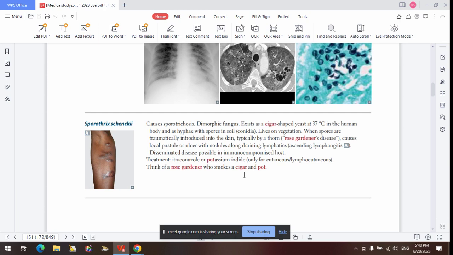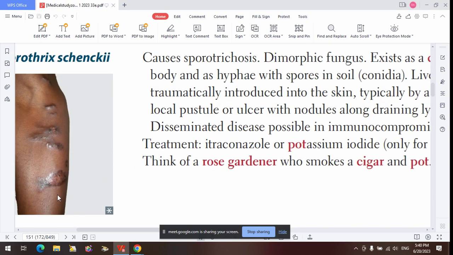It travels through the lymphatics, causing lymphangitis as well as ulcers on the overlying skin, and that's the lymphocutaneous form. Then it can disseminate. You can see here, it's moving like that. So there's one here, there's one here, there's one here. Most likely there's a lymphatic drainage along this route.